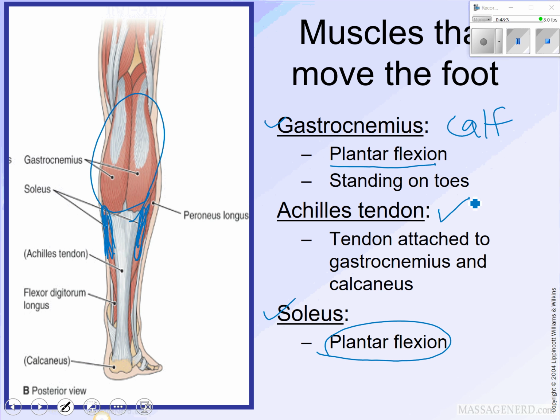So if you were to tear the calcaneal tendon, also known as your Achilles tendon, how would that affect the movement? A torn calcaneal tendon would make plantar flexion, going up on your toes at the ankle, difficult, because this tendon is going to attach the soleus and the gastrocnemius to the calcaneal bone, which is the heel bone.